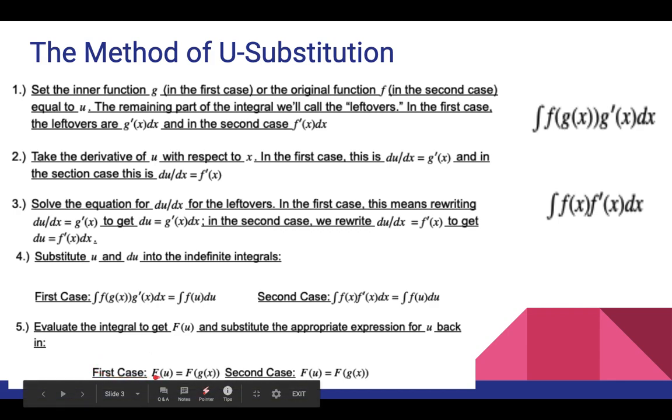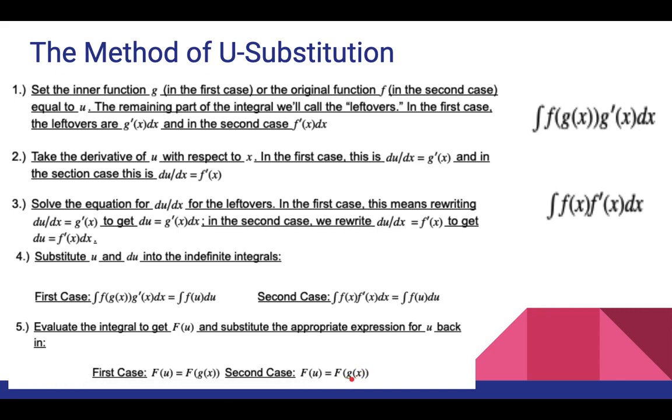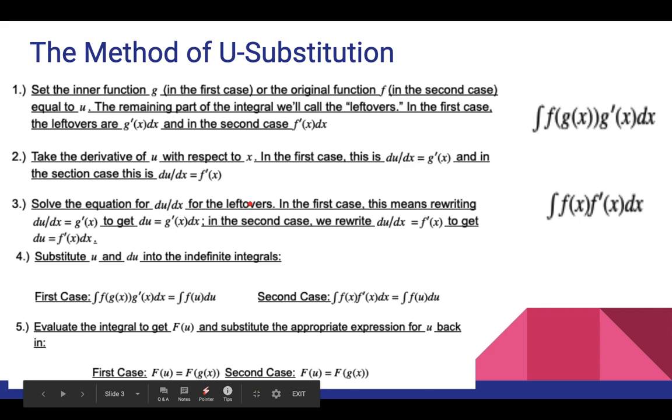So in the first case, the antiderivative with respect to u is going to become the antiderivative of g of x. We replace u with g of x. And then the antiderivative of f with respect to u in the second case is going to become f of x. And it says g of x right here, but that's a typo, okay? So this seems like a lot of steps, but in practice, it can be carried out quite quickly, all right?